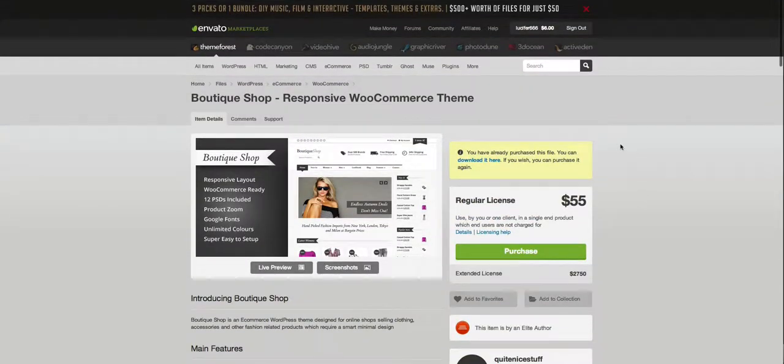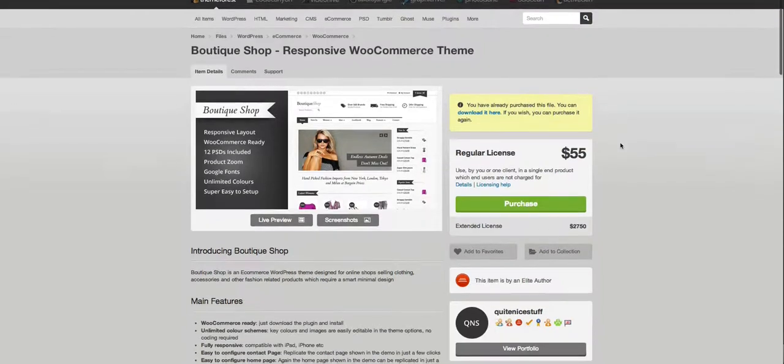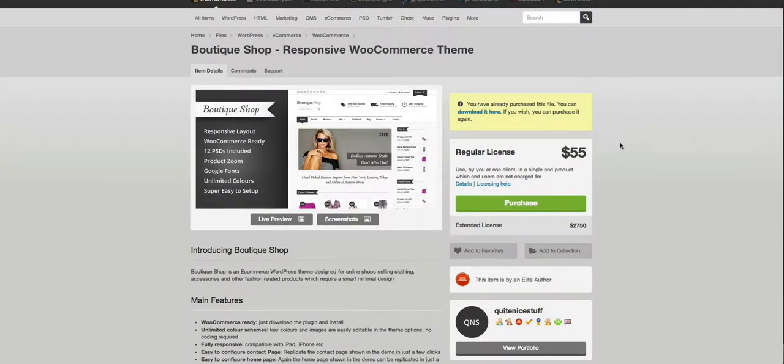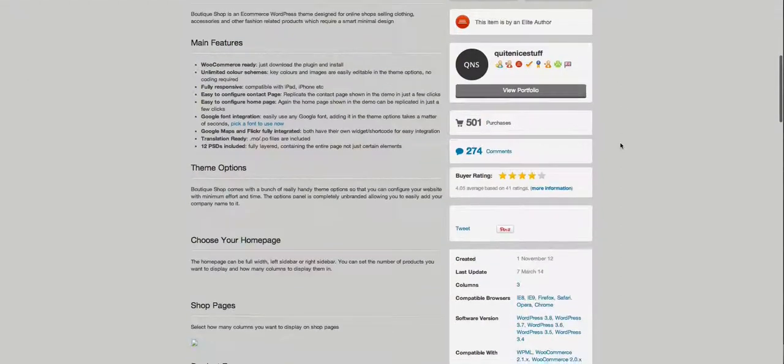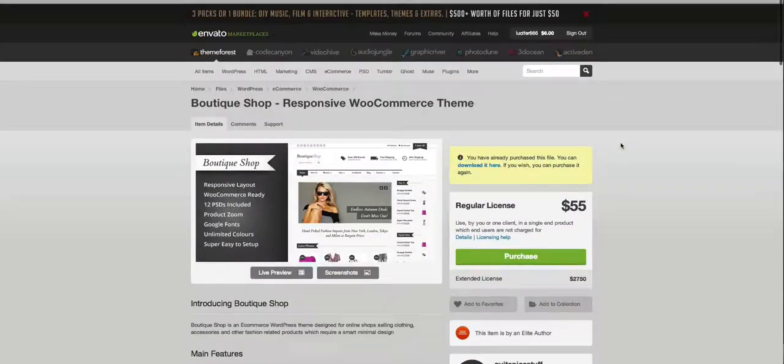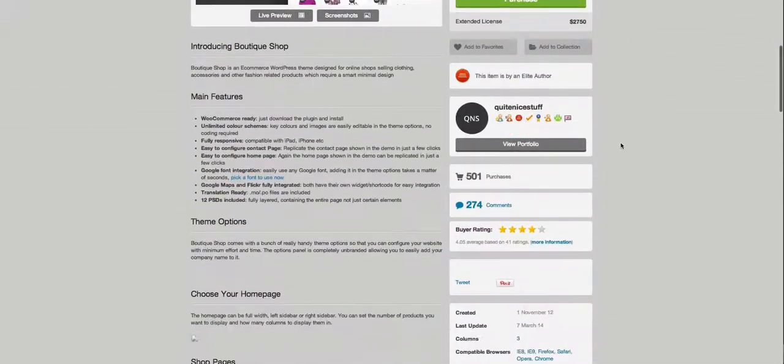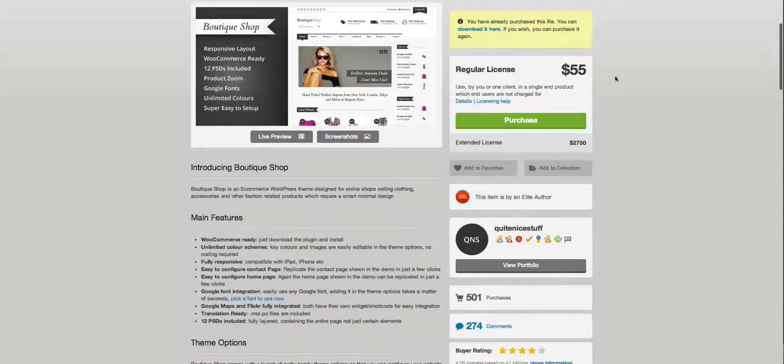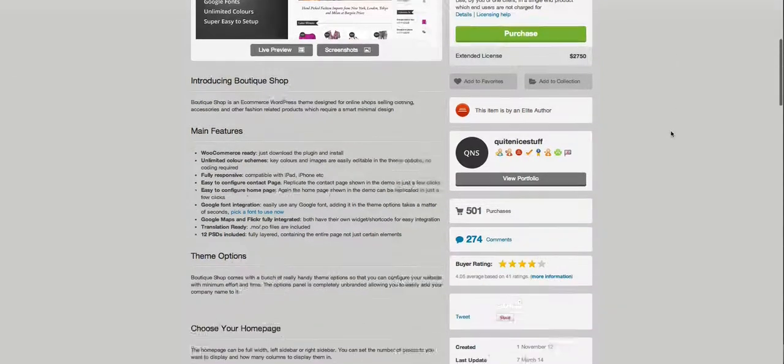When choosing a theme, the most important thing is that the theme is popular and it's well supported. If it's not popular, it won't get support because the person will move on and design something else that might be more popular. So you want to make sure that the theme is reasonably popular. You know, 501 purchases at $55 is $25,000. It's probably been out for about a year. That's not bad for one theme, for one developer.